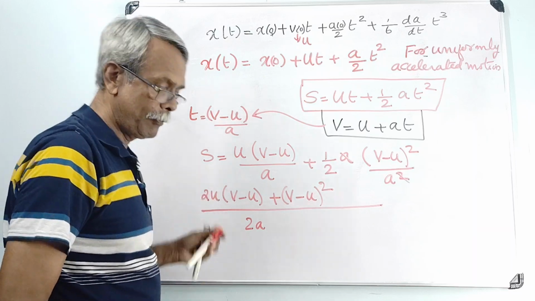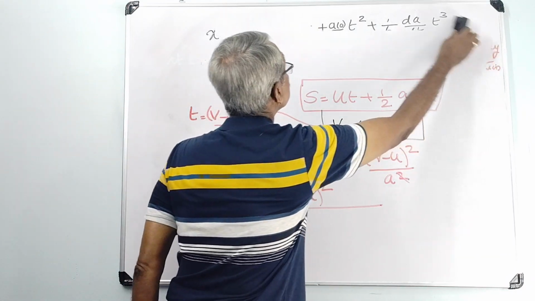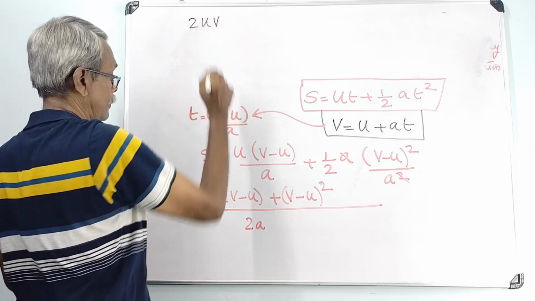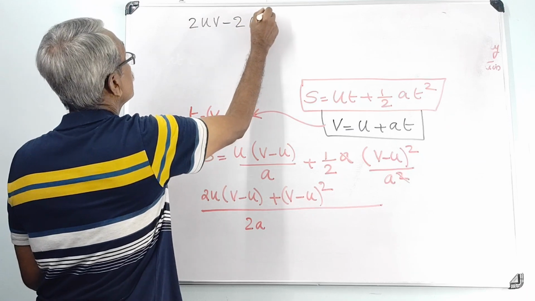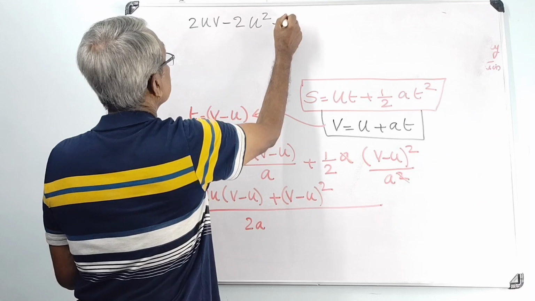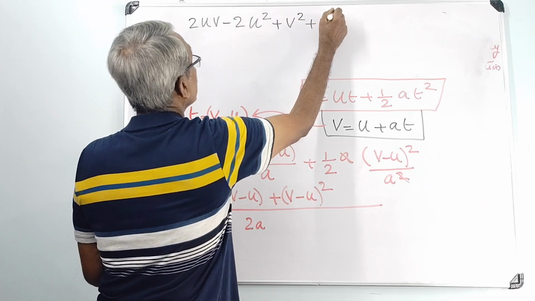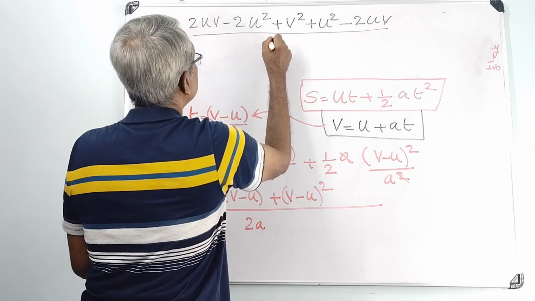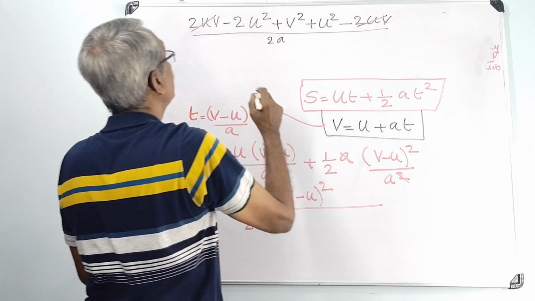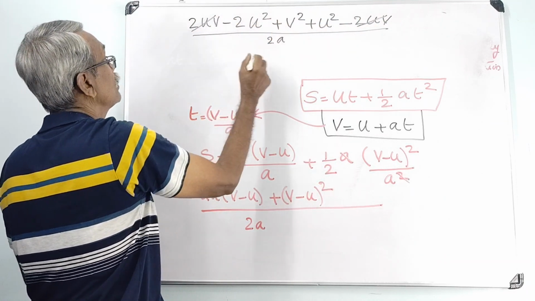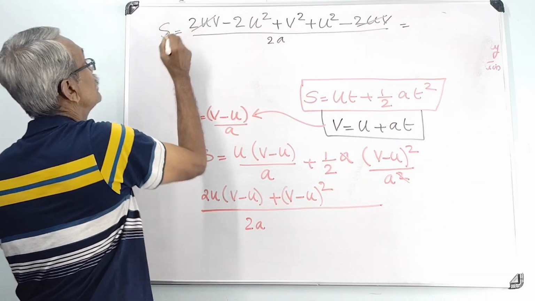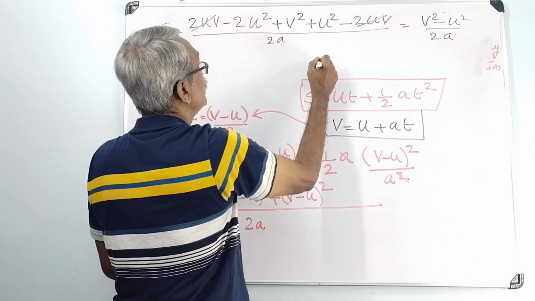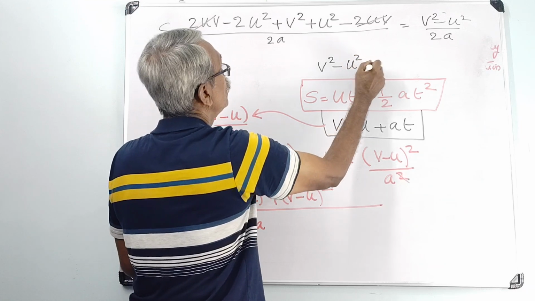And this can be simplified. This will be 2uv minus 2u square, plus v minus u whole square is plus v square plus u square minus 2uv, and there is a 2a standing here, so whole divided by 2a. This 2uv and this 2uv will cancel. This minus 2u square plus u square will be minus u square. Therefore, this is s. That will be v square minus u square divided by 2a. That gives you the famous equation v square minus u square is equal to 2as.